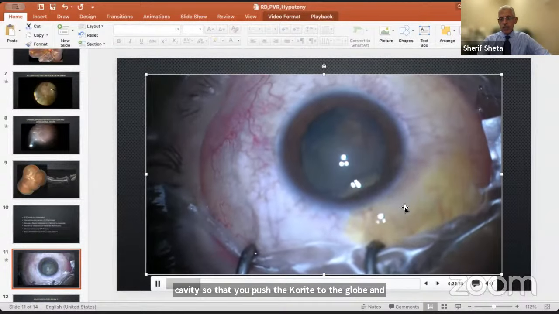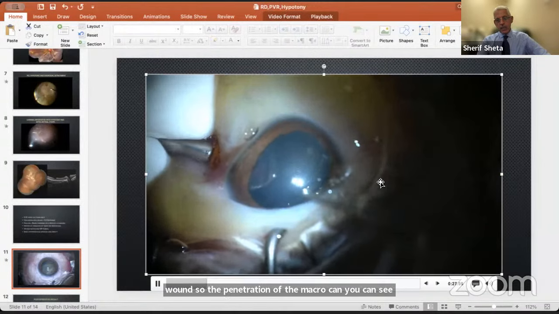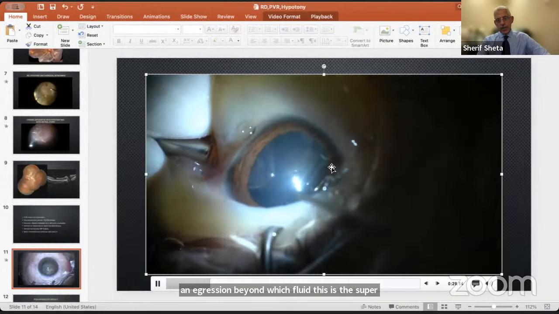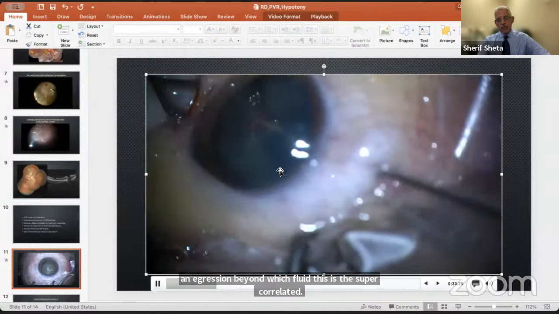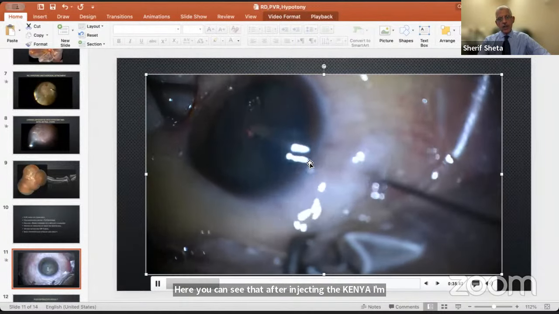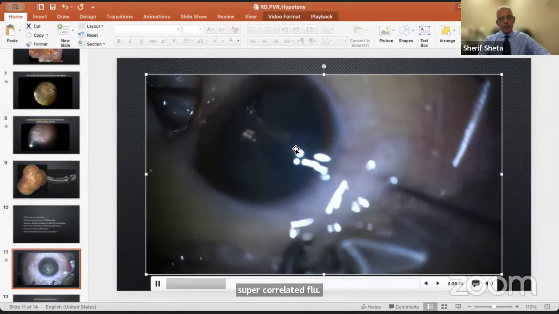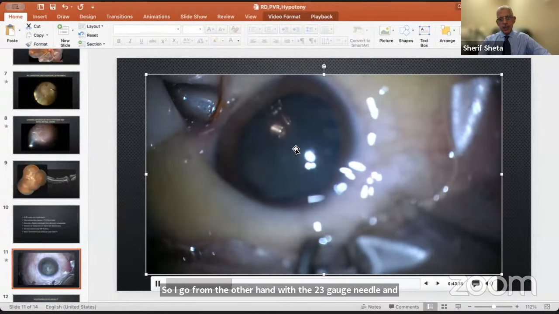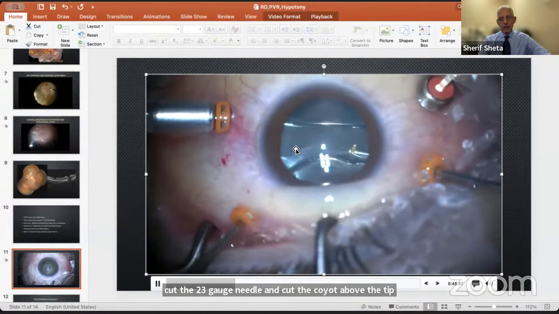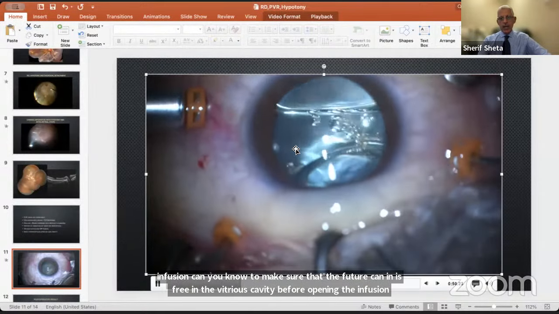Here you can see an egression of yellowish fluid. This is the suprachoroidal fluid. Here you can see that after injecting the cannula, I'm checking the cannula is not full through, and this is the brownish color of the choroid. So I go from the other hand with a 23 gauge needle and cut the choroid above the tip of the infusion cannula to make sure that the infusion cannula is free in the vitreous cavity before opening the infusion line. And you make a small air bubble to make sure that actually the fluid and the air bubble is inside the vitreous cavity.